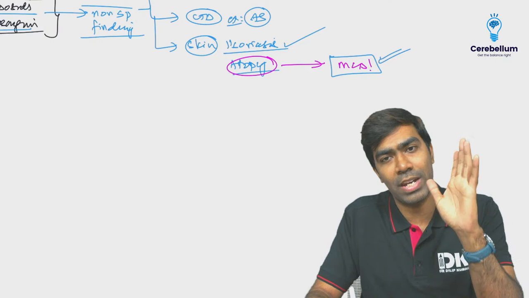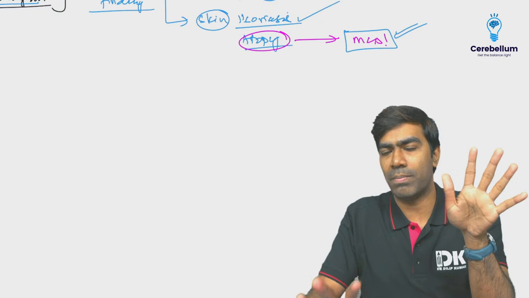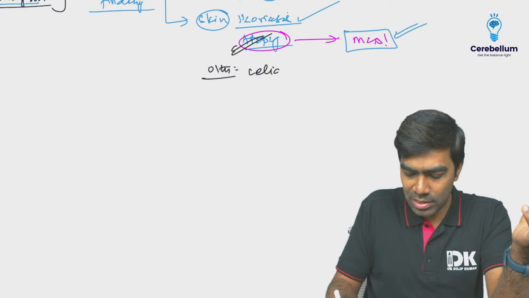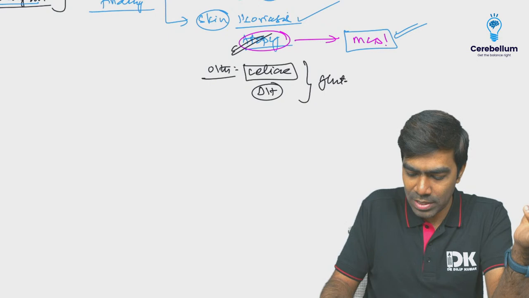That's why I didn't tell there. But if atopy history is there, first in exam think about minimal change disease, because atopy has a strong association with minimal change disease rather than IgA nephropathy. Other problems, what are the other issues? It can be associated with celiac disease, and it can be associated with dermatitis herpetiformis. These will have evidence of gluten hypersensitivity.